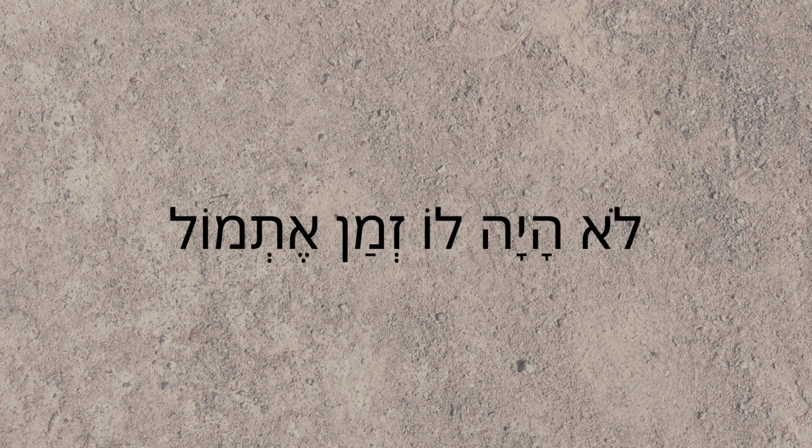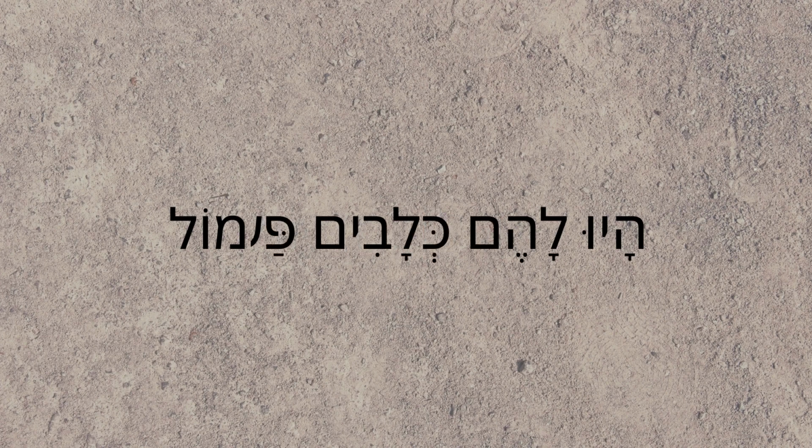Lo haya lo zman etmol. He didn't have any time yesterday. Here, the noun zman, or time, is masculine, which is why I used haya. Hayu lahem klavim pam? Did they used to have dogs once upon a time? Notice how because dogs are in plural, I used hayu.